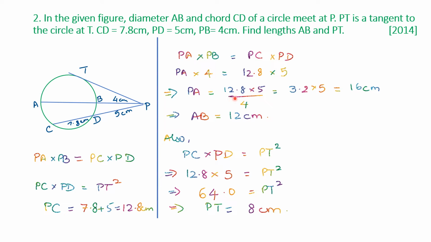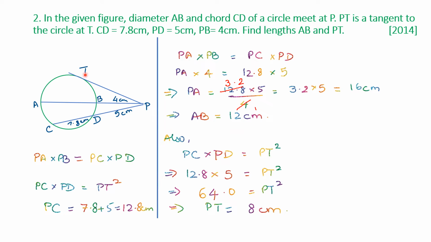Now, don't make the mistake of multiplying the numerator and then multiplying the denominator. Do them separately. That is, cancel whatever gets cancelled and then do the multiplication. So here, this 4 will go, 3.2, and then 3.2 into 5, that will give you 16 centimeters. So if my PA, the whole PA is equal to 16 centimeters, after that I subtract 4 centimeters, I get the diameter AB equal to 12 centimeters.